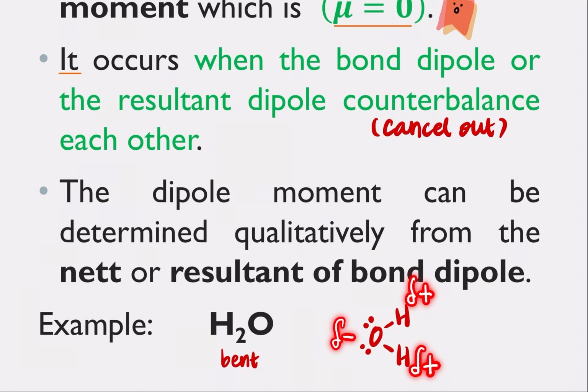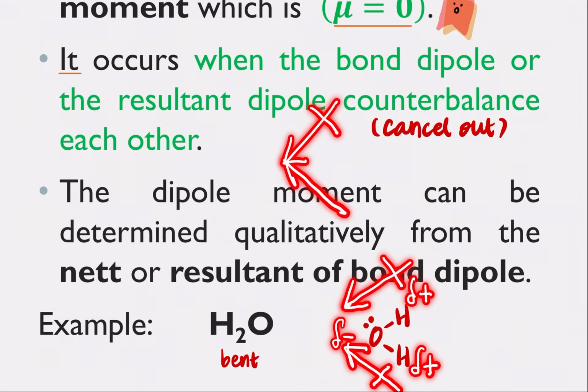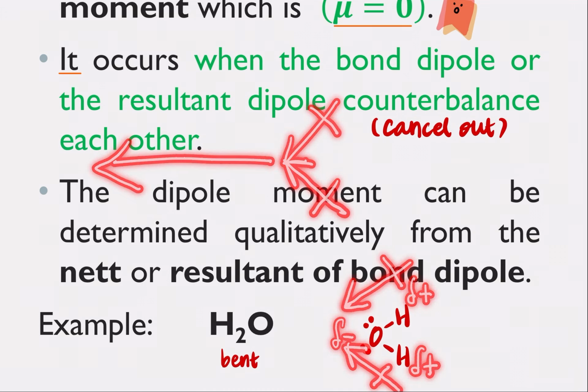Next step, you're going to draw your bond dipole arrows, from the partial positive pointing to the partial negative. You have two arrows since you have two bonds. From those two arrows, we are going to look at the resultant dipole. If we add them together, the resultant dipole will be pointing this way.